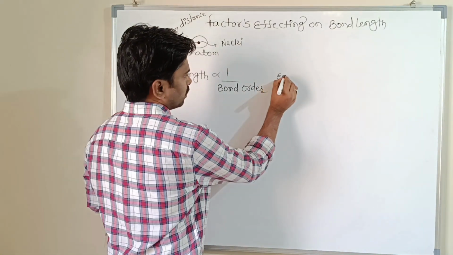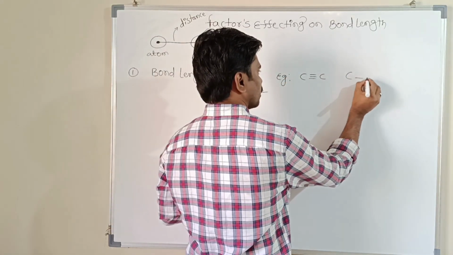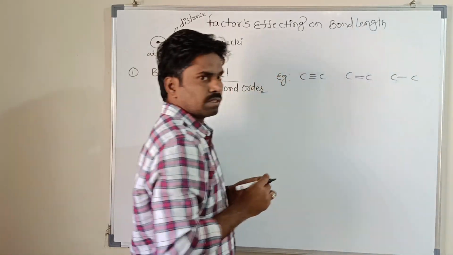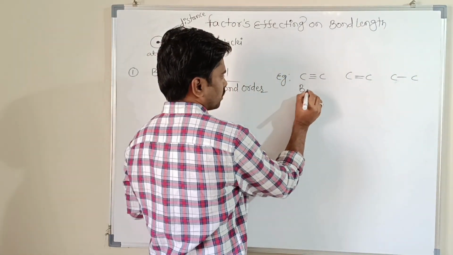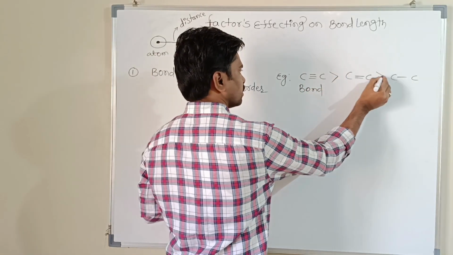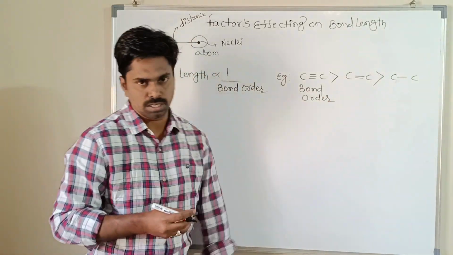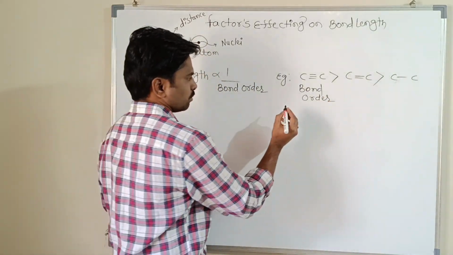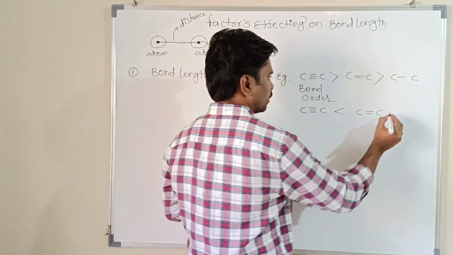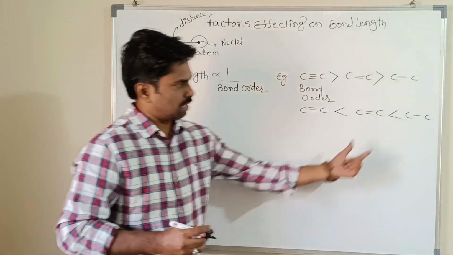So for example, I give the carbon triple bond, carbon double bond, and carbon single bond. We know that the triple bond has the highest bond order, then the double bond and then the single bond. So automatically the bond length for the triple bond is less compared to the double bond, and we know the single bond has the largest bond length between carbon and carbon.